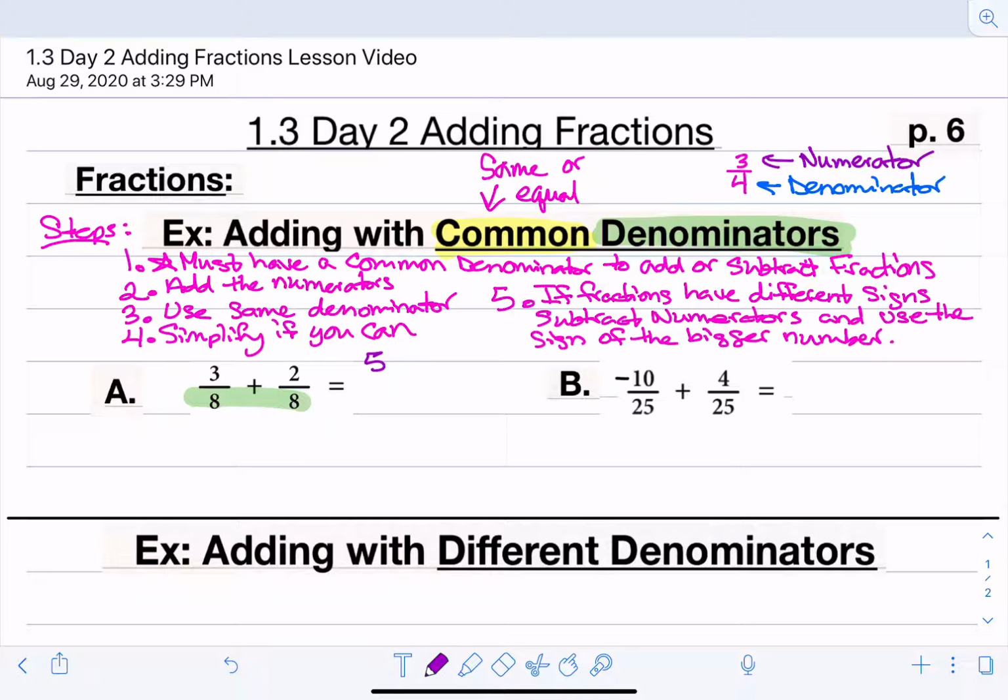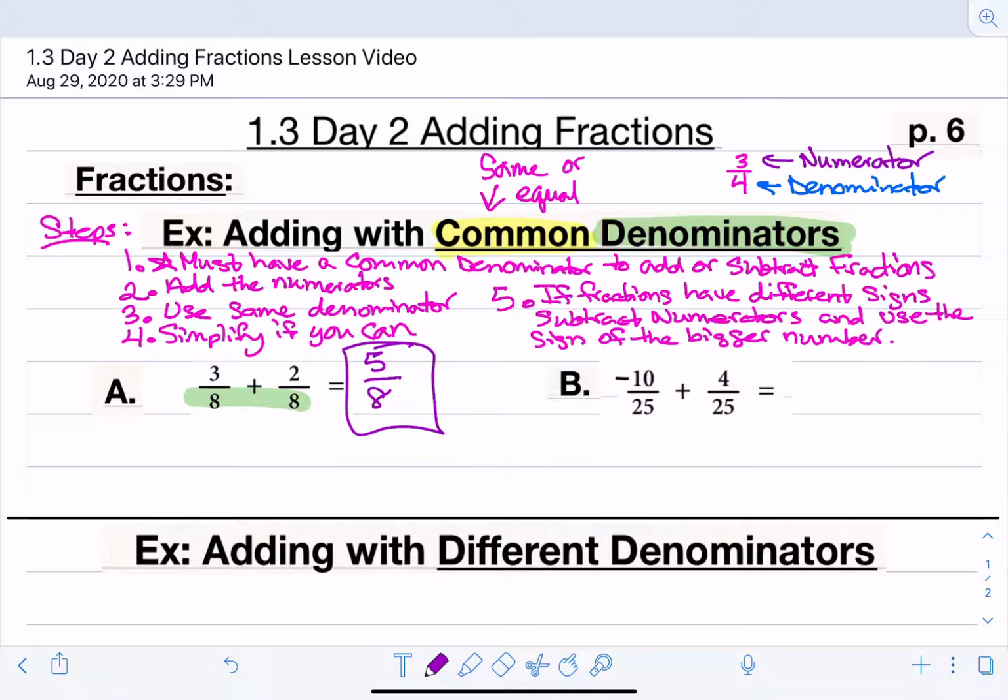Step 3 says use the same denominator. So if the denominator was 8, we keep the 8. Step 4, simplify if you can. In this case, 5/8, we can't simplify it any further, so it just stays 5/8. Step 5, if the fractions have different signs, subtract the numerators and use the sign of the bigger number. Well, in A, both fractions are positive, so we don't have to do step 5. So our answer is just going to be 5/8.